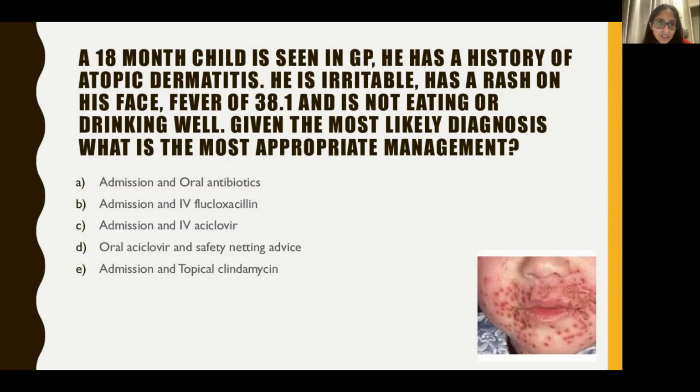And our next question is, an 18-month-old child is seen in GP. He's got a history of atopic dermatitis. He's irritable at present and has a new rash on his face. He also has a fever of 38.1 degrees and is not eating or drinking well. Given the most likely diagnosis, what is the most appropriate management?